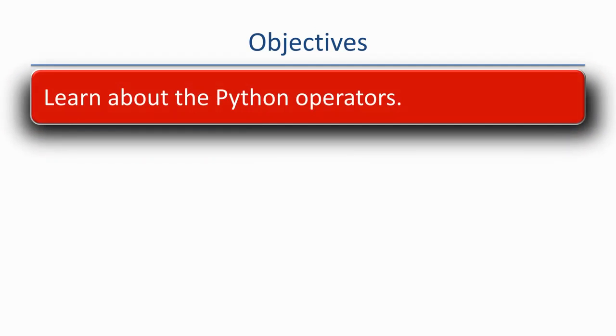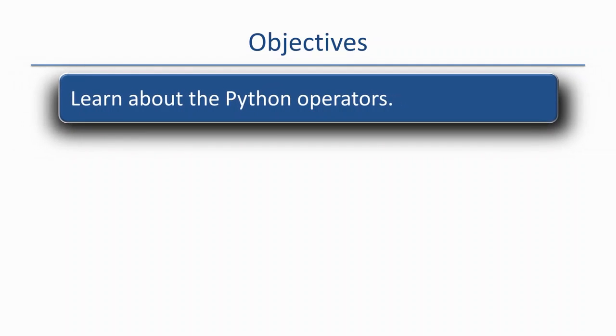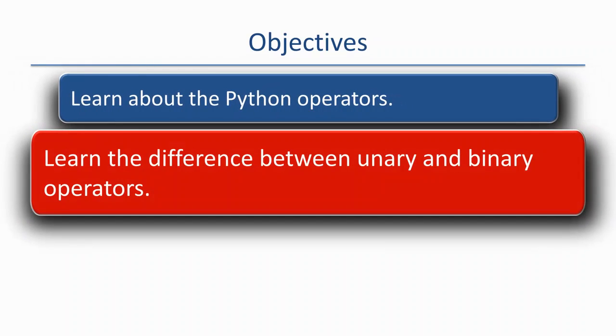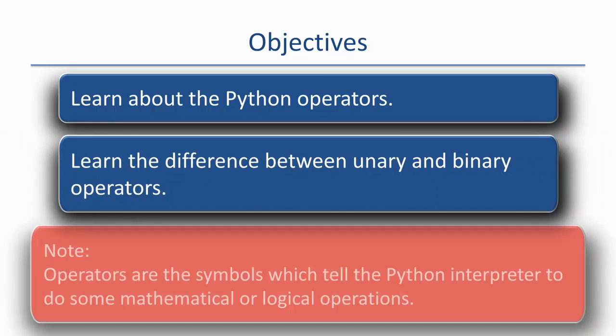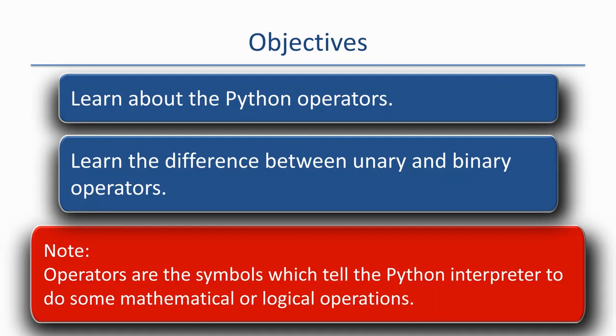Our goals are, first of all, to learn about the Python operators, and second, to learn the difference between unary and binary operators. Note that the operators are the symbols which tell the Python interpreter to do some mathematical or logical operations. So let's go and have some examples.